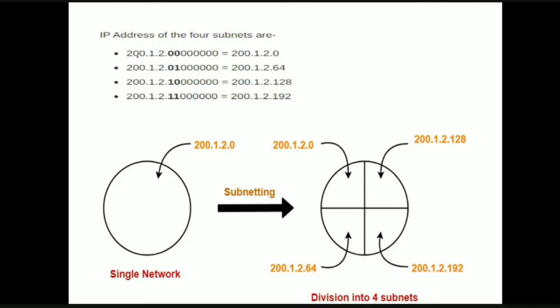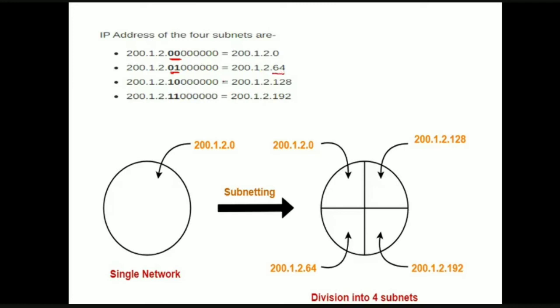If you observe here, 200.1.2. If the first 2 bits are zeros, these first 2 zeros are the borrowed bits and all the others are zeros. So this will be 200.1.2.0. Now for the second subnet, what will be these first 2 bits? 0, 1 and all zeros.